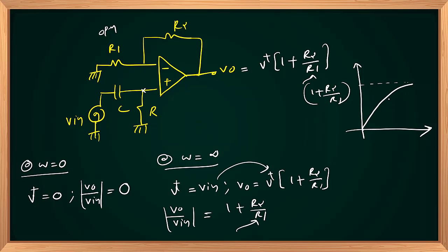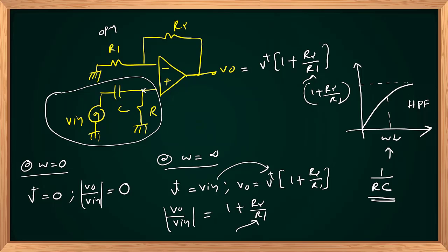And the lower cutoff frequency is 1 by RC. So if you are connecting the op amp, the nature of the circuit is decided by the nature of the RC network connected to the positive input. This is a high pass network or high pass filter. So the entire circuit acts as a high pass filter, and the cutoff frequency is decided by the RC network, not by the op-amp.